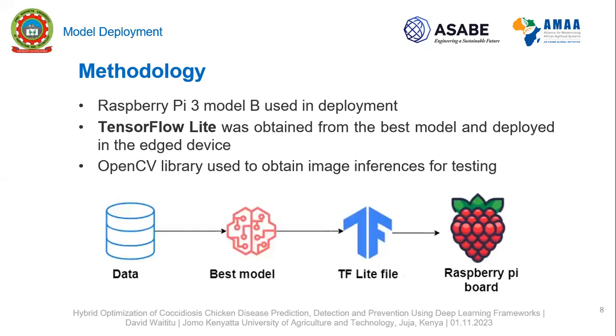Deployment is done on a Raspberry Pi 3 Model B, but can also be done on a later version of Raspberry Pi, which also has higher computation power. To do this, you need a TensorFlow Lite-like file that you obtain from the best model. It's a conversion process that you do after training the model and validating that it has the best accuracy. Then you convert the model to TensorFlow Lite, which is lightweight and can be deployed in an edge device.